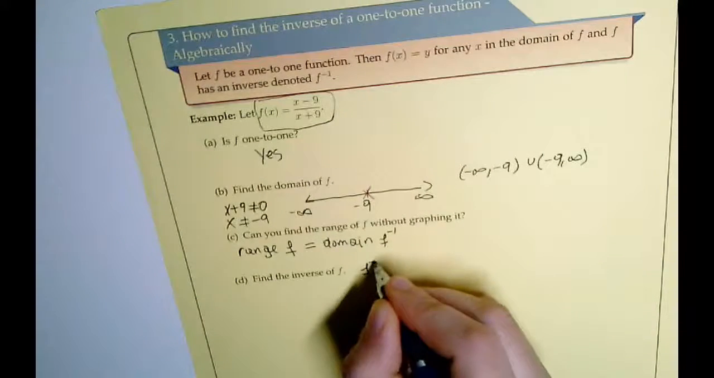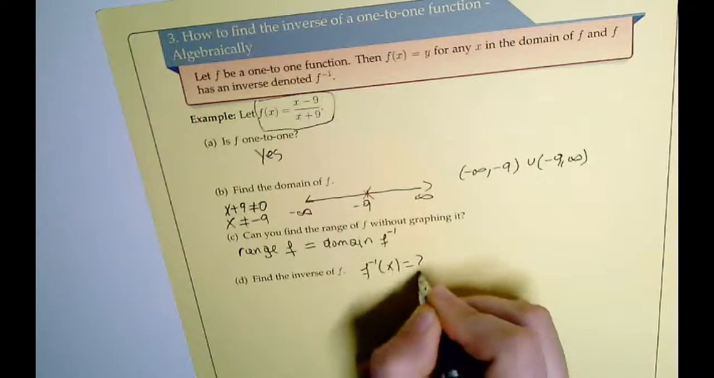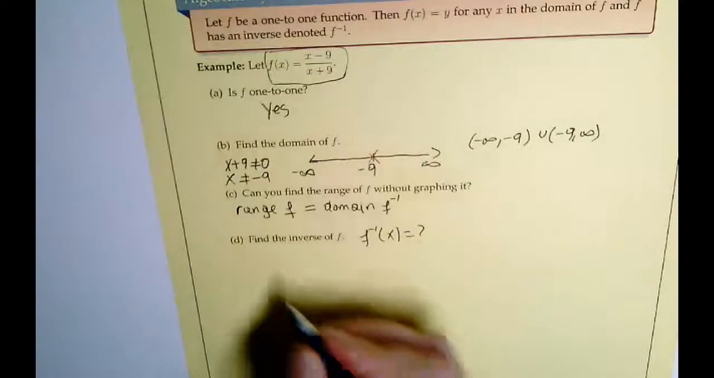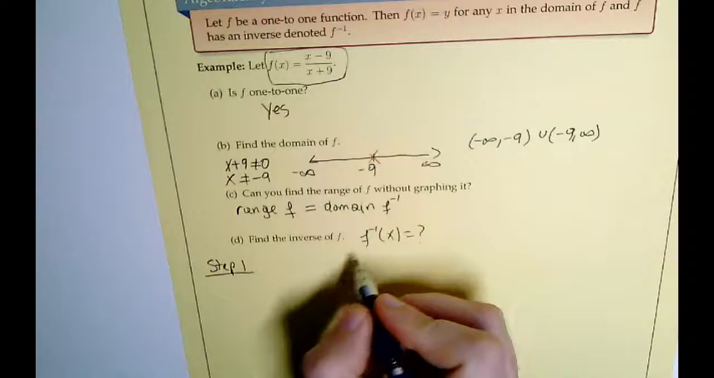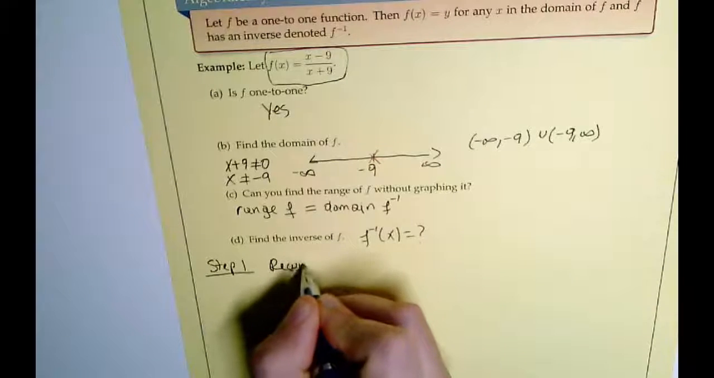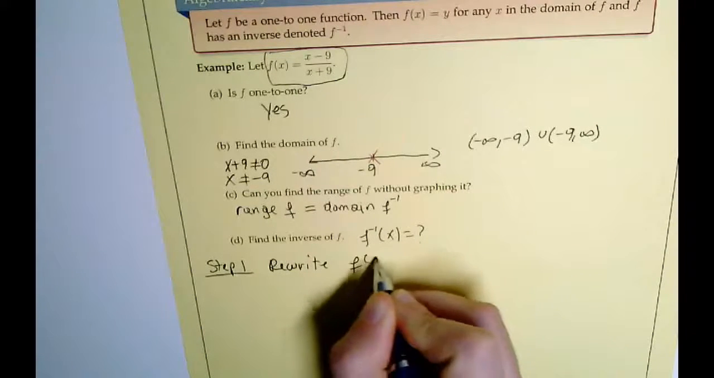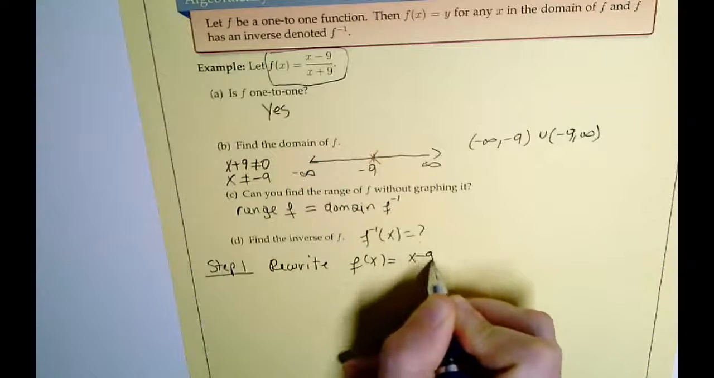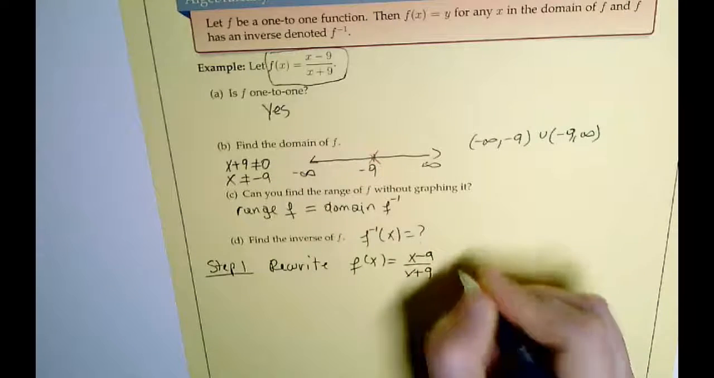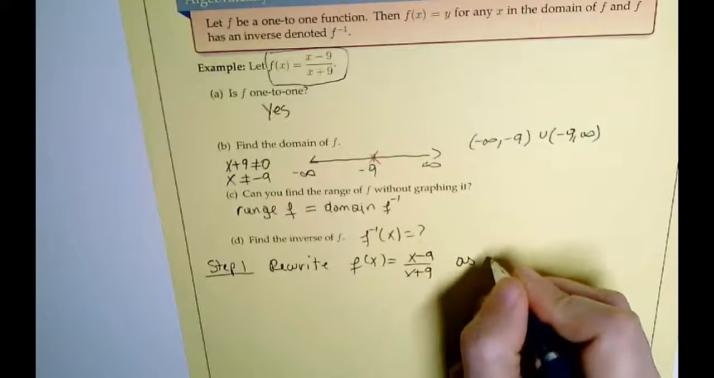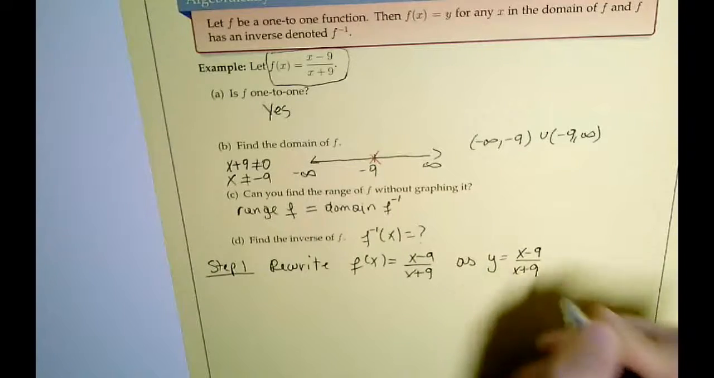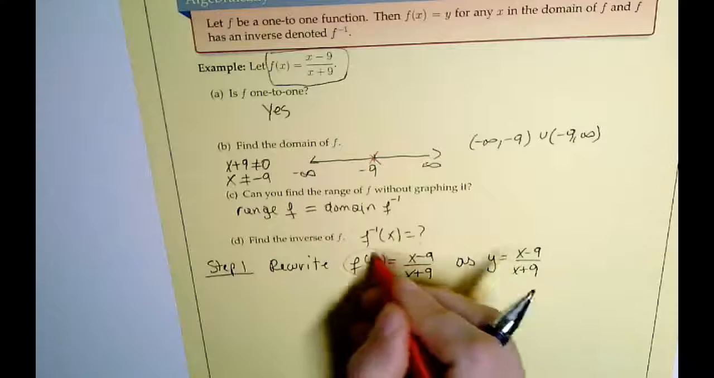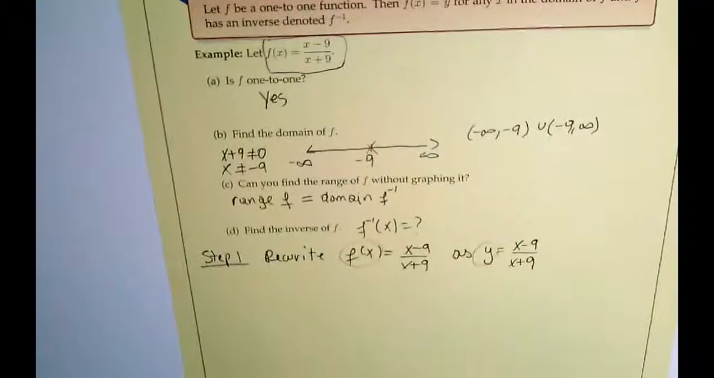So I need to find f inverse of x. Okay, so the steps. Step 1, rewrite f of x equals (x minus 9) over (x plus 9) as y equals (x minus 9) over (x plus 9). So that's the first step. Instead of f of x, I'm going to write it as y.